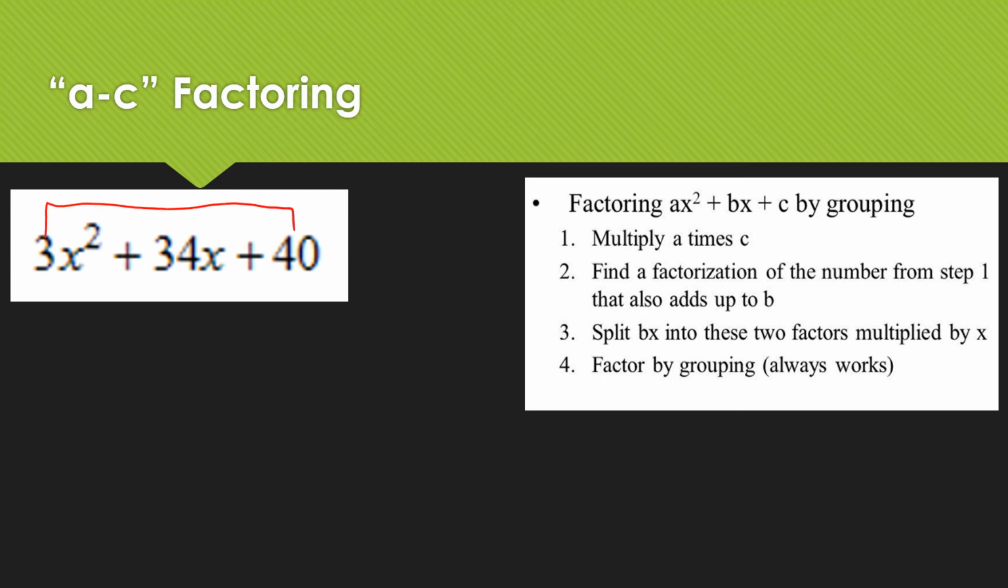And the reason it's called AC is because you multiply the A, the coefficient of the first term, so 3 in this case, by C, which is the constant. Because all quadratics are in this standard form, where these relate to the coefficients of the variables. Okay, so 3 times 40, that would be 120. Now we're going to have to do a little bit of guess and check work to figure out what's going to add to 34. So I'm going to use the same method as we just did in the product sum. I need to find things that are going to add to 34 that multiply to 120.